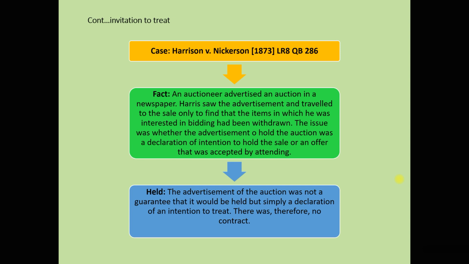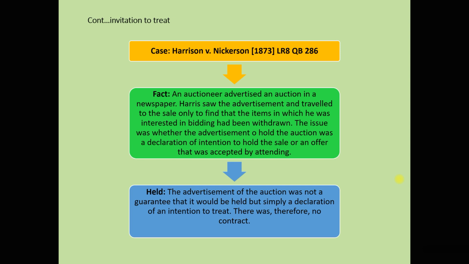Still remember, right? The common law principle, where we import the law from England. In this case, an auctioneer advertised an auction in the newspaper. So the keyword is advertisement, and auctions.